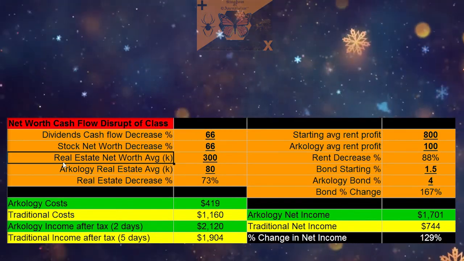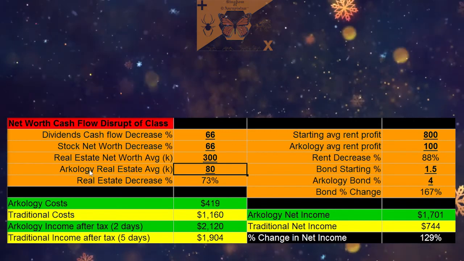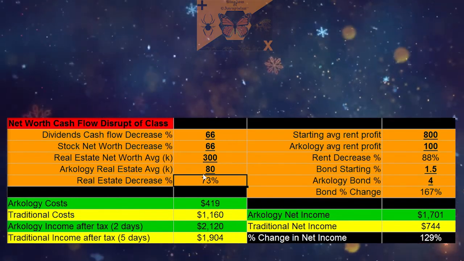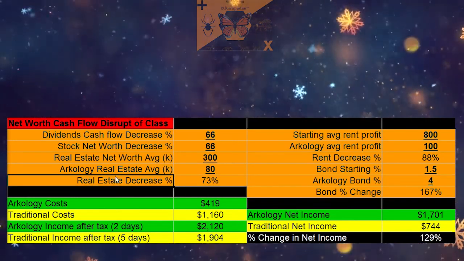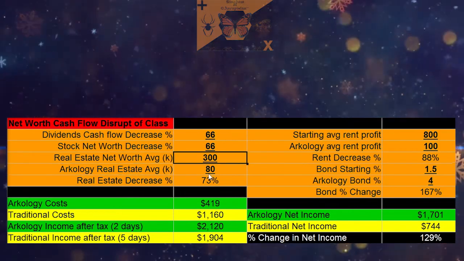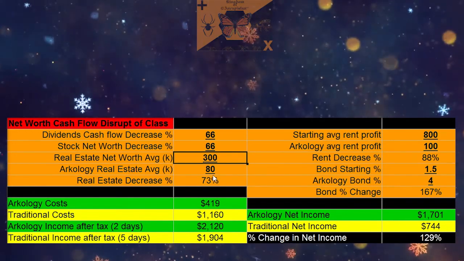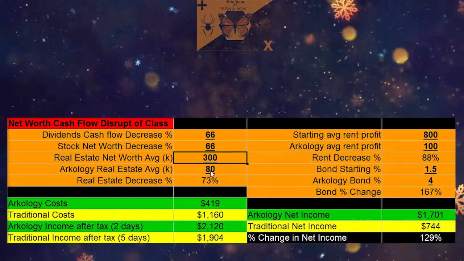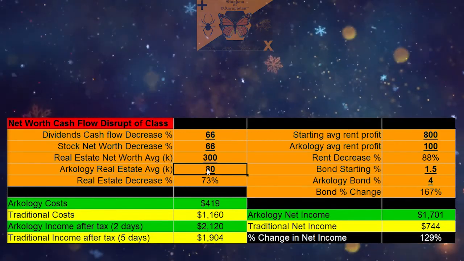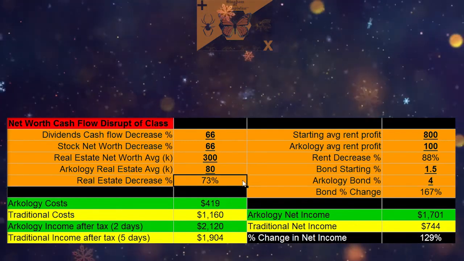This is our housing real estate net worth average, currently 300,000. This may be our average Arkology real estate net worth, 80,000. You just do some easy, quick division. This means a total real estate net worth drop of 73%. Now, this is in Arkology. Outside of Arkology, you're not going to see quite the 73% drop. If you own property outside of Arkology, it might only drop like 20 to 25% if Arkology really, really takes off. But inside Arkology, owning real estate will not have such a heavy net worth. It will be a 73% decrease roughly.